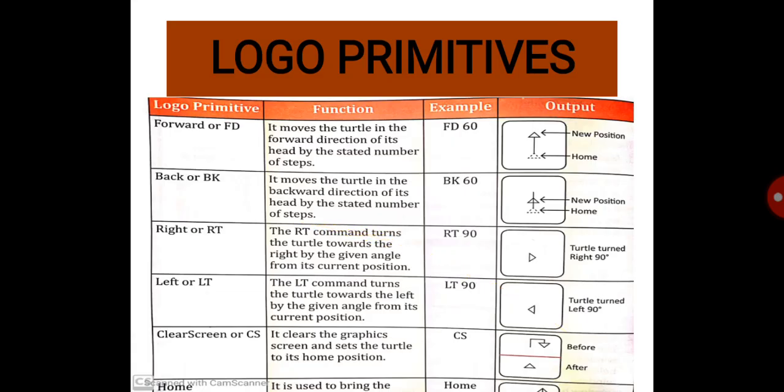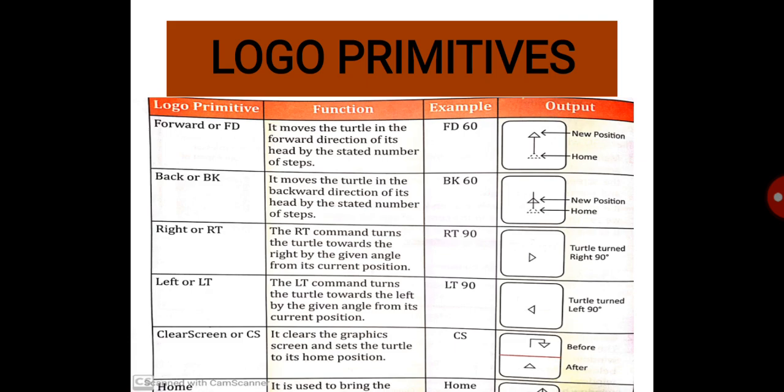Now, logo primitives. Children, commands in logo are known as logo primitives. Some of the basic commands we have already learned in previous classes are as follows. First one is forward. Forward, it helps to move in the forward direction. Okay, as we see in the example, first turtle is in home direction and then new position when we do FD 60, forward 60.